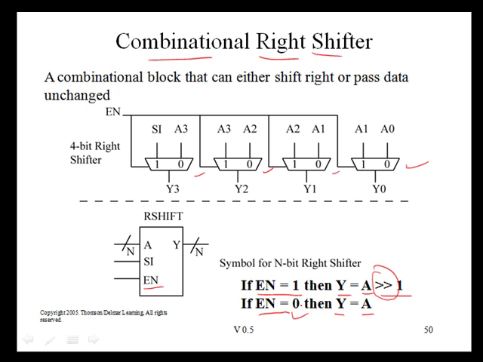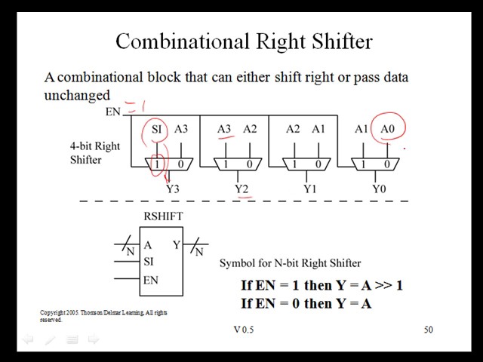If we take this case here when enable is a 0, then looking at these muxes, A3 here is passed unchanged to Y3, A2 to Y2, A1 to Y1, and A0 to Y0. When our enable signal is a 1, then this input is selected, so the shift in input is going to end up shifting into the most significant bit position. A3 will go to the Y2 position, and so forth. Here our least significant bit, A0, on a right shift will be lost. It will not be passed to the output.